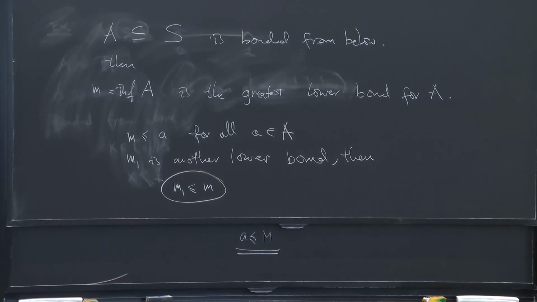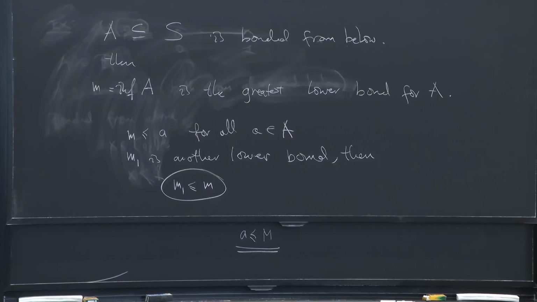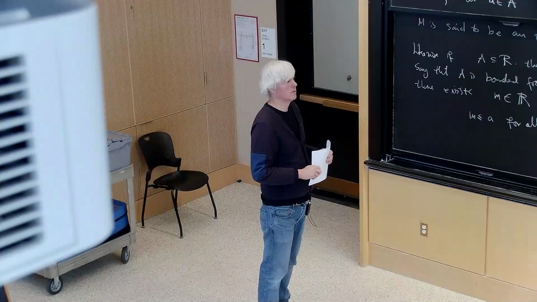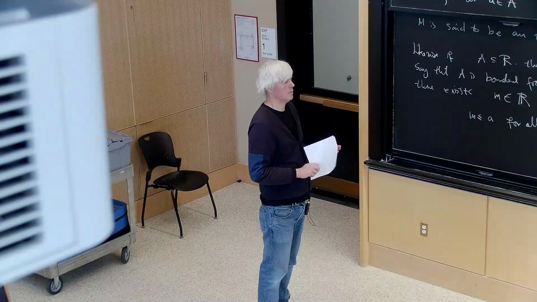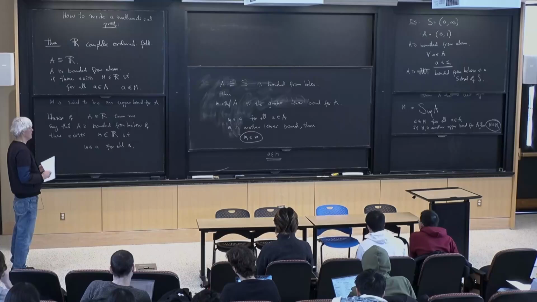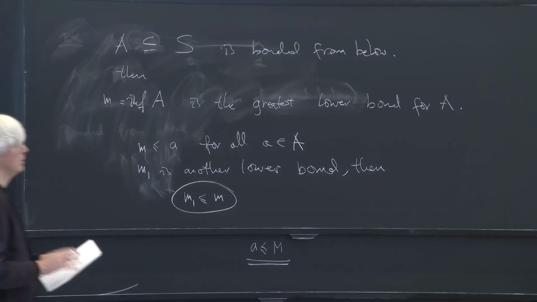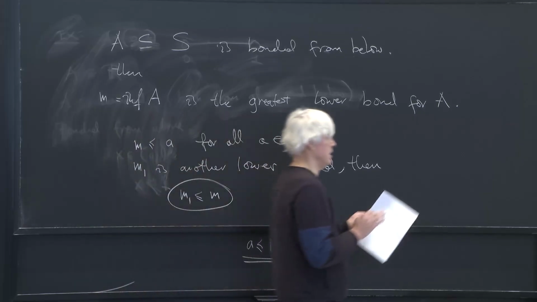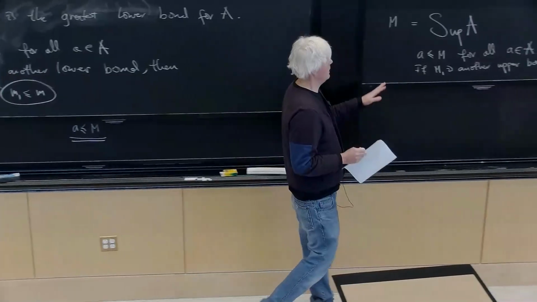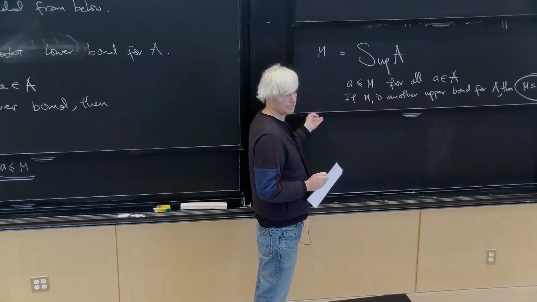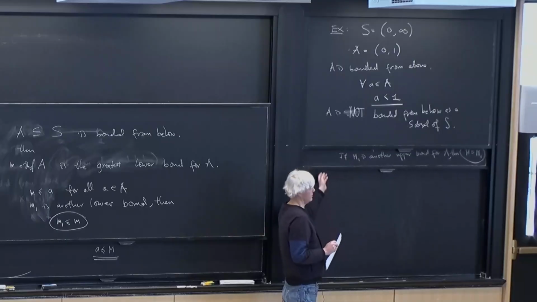And so again, R, the reals, is complete. Whenever you take a bounded subset of the reals, so it's bounded from above and below, then it has a least upper bound and a greatest lower bound. Those are denoted by sup and inf. And in general, sup and inf are not in the set A itself. There could be, but in general there wouldn't be.